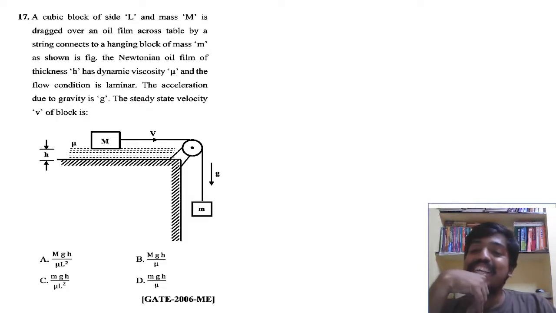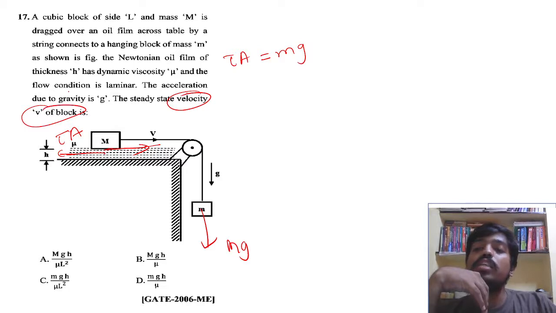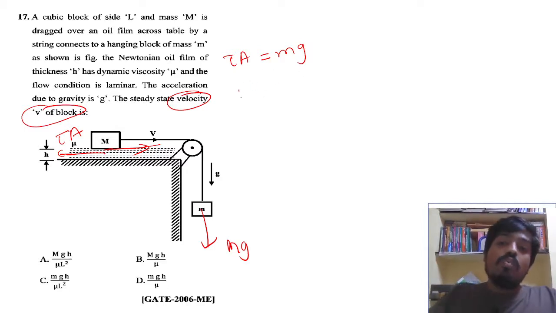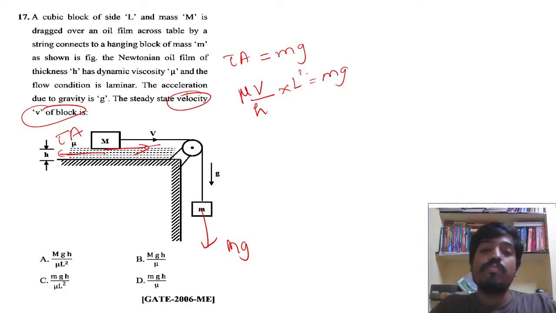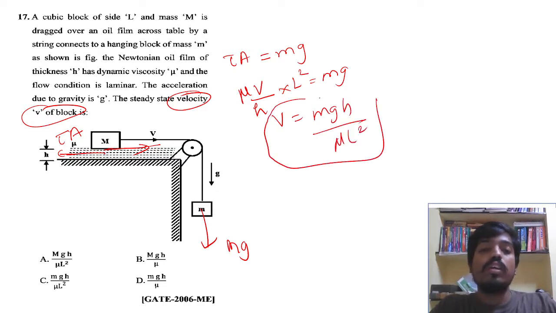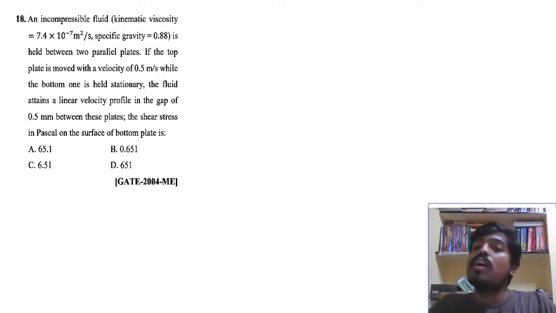See here, this force acting and this force of tau value in the A are both equal. So tau A is equal to this force acting because of this weight only. This weight is m, small m into g. We want a steady velocity. So tau is equal to mu into v divided by h into area is equal to mg. Area is equal to L square. So v is equal to mg h divided by mu into L square. Answer is C.